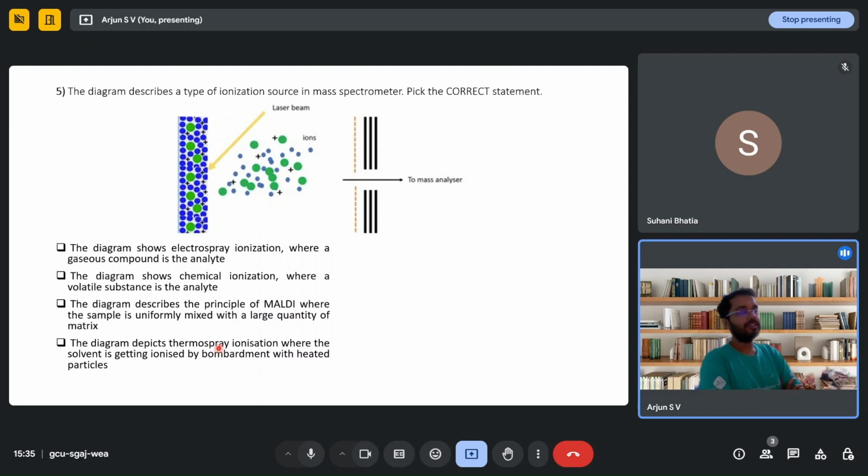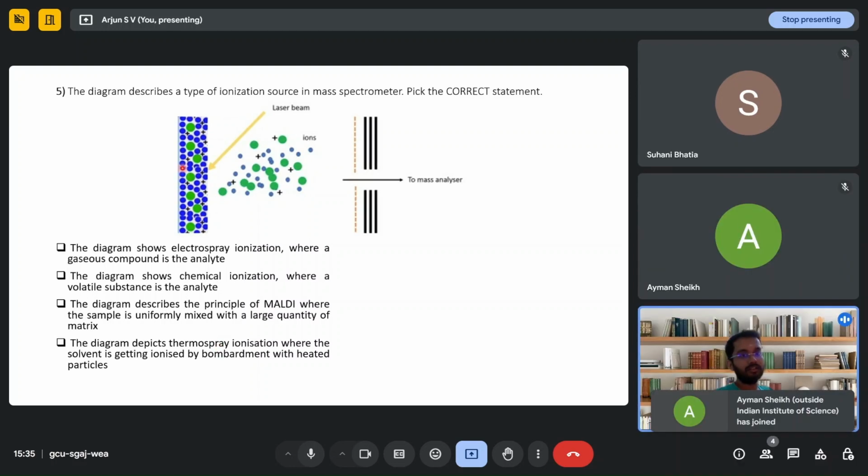So here you can see that the green ones are your sample and the blue one is some other material, and the green one is mixed with the matrix. Once a laser hits, there is a desorption of your sample as well as your matrix, and it is generated into ions, which are then accelerated towards your mass analyzer. So what can it be?